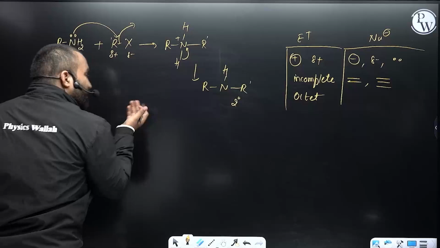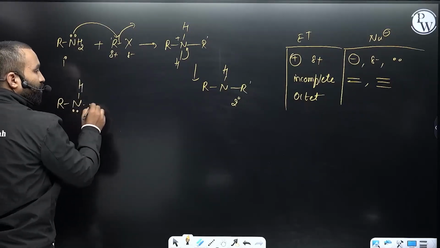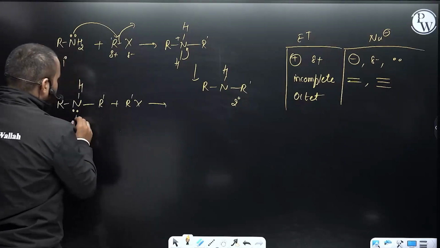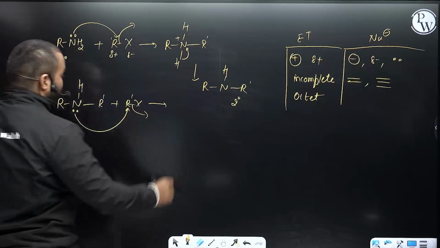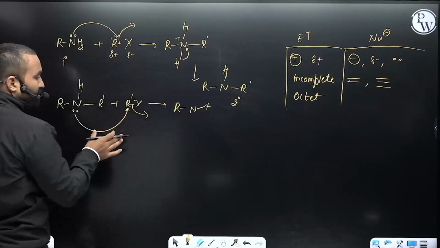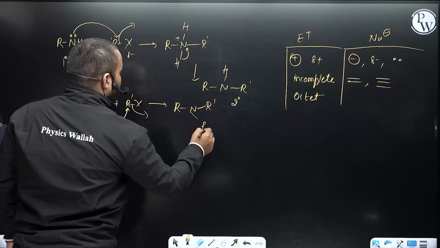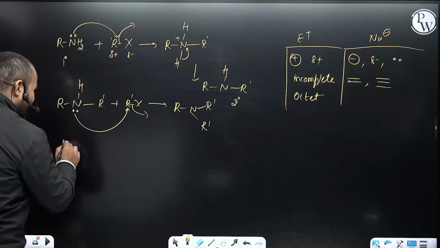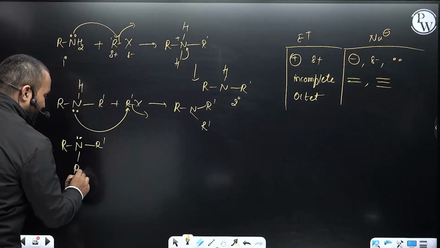Can we do the same reaction once again? Let's bring this pair of electrons to react with a new R dash X. This pair of electrons is still a nucleophile, and this X has to leave. Pure SN2 attack. I'm already removing the hydrogen, so this compound will be R dash and R dash. Let's use this once again, R dash, R dash.